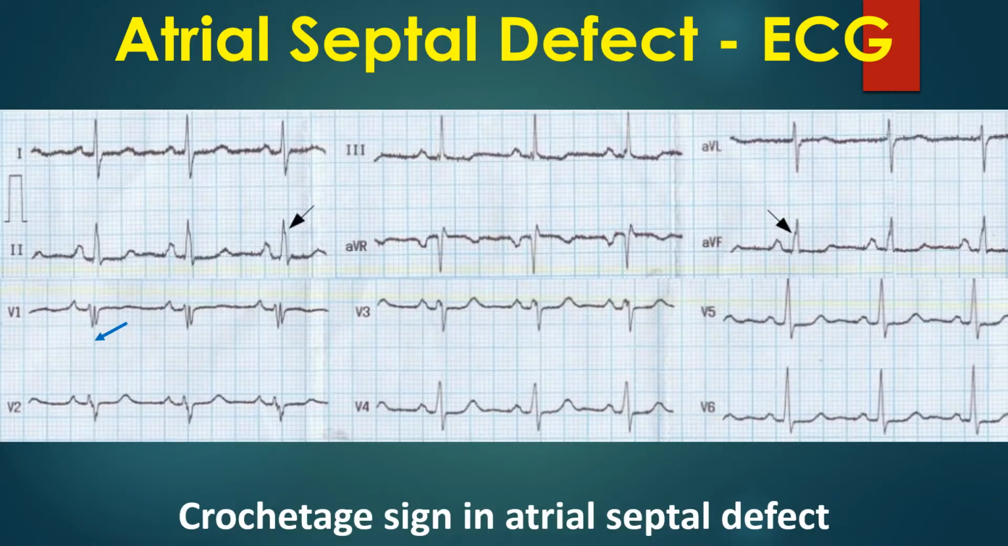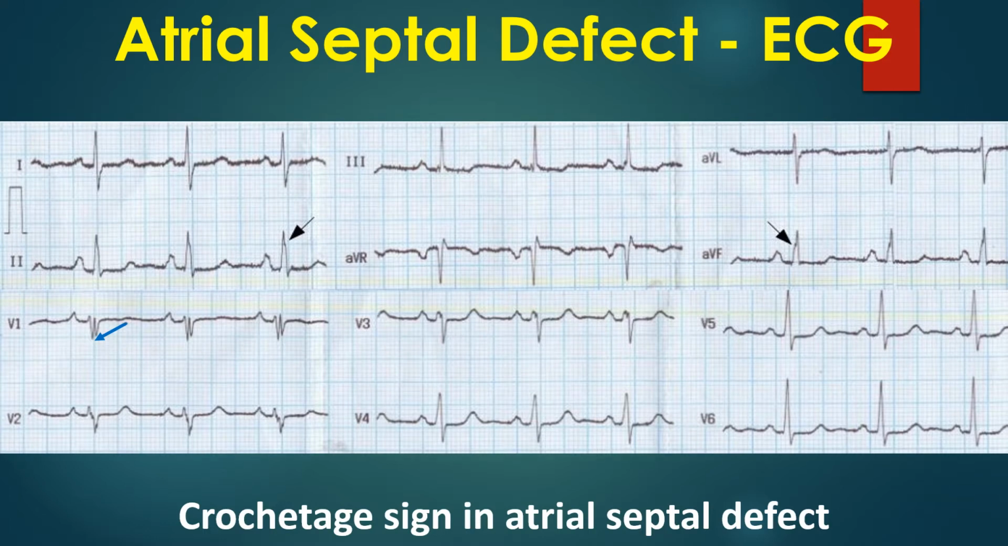Crochetage sign in ASD was described by Heller and colleagues in 1996. It is a notch near the apex of the R wave in inferior leads. They noted a sensitivity of about 73% and specificity of 92% if the sign was present in all the three inferior leads. Early disappearance of the crochetage sign after surgical correction of ASD was found in 35% of cases even when the incomplete RBBB pattern was persisting.